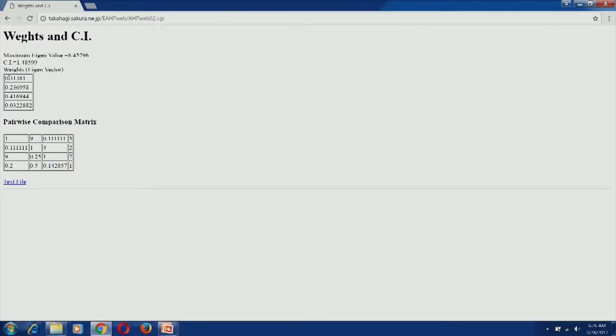So these are the different weights: 0.31, 0.23, 0.41 and 0.32. Which is the most important criterion here out of the 4? We will say the third one, because its weight is highest. Then you have got second the one with 0.31, then 0.23, and finally the 4th criterion. So this is how you can solve any AHP matrix using an AHP calculator.